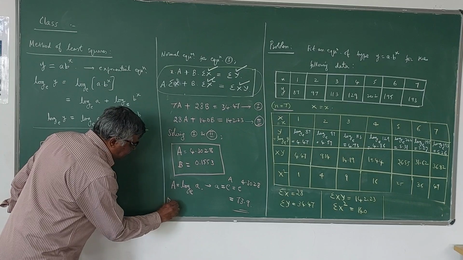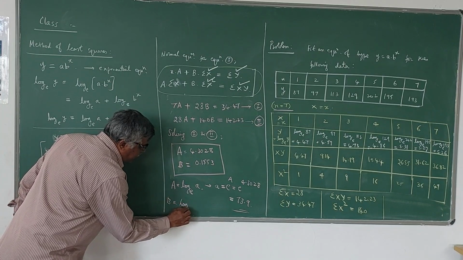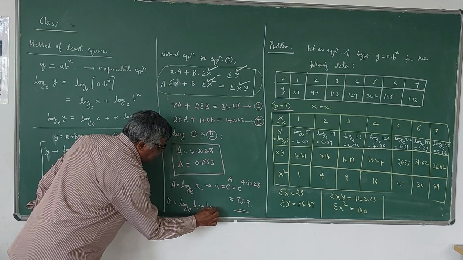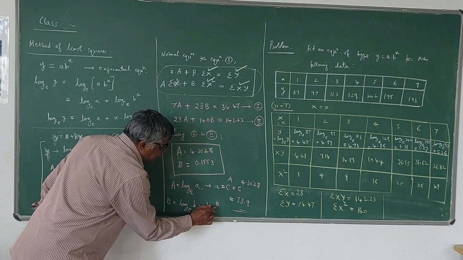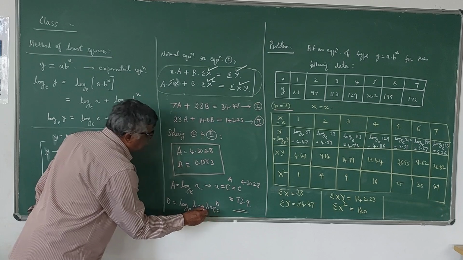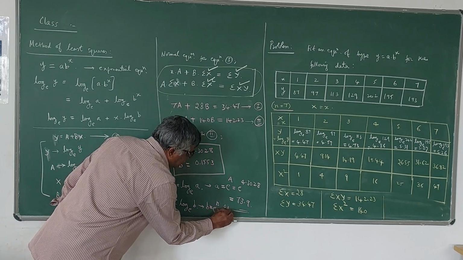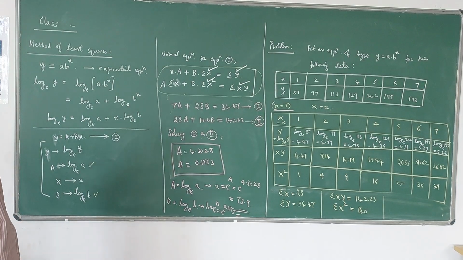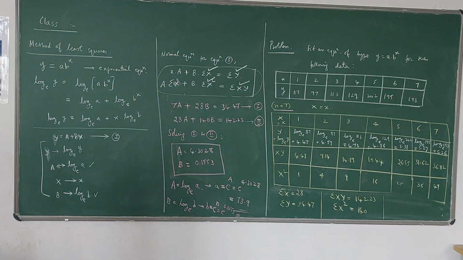Similarly, capital B is log b to the base e, small b. So therefore, small b is e to the power of capital B, which is e to the power of 0.1553, which is approximately equal to 1.168.